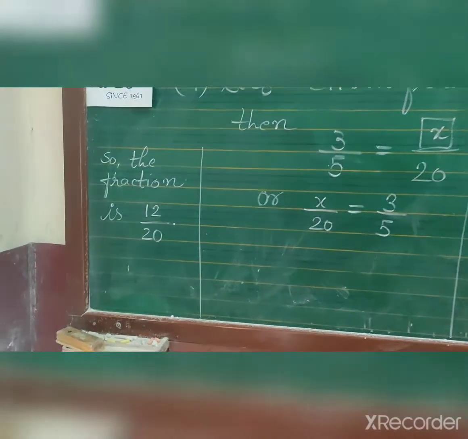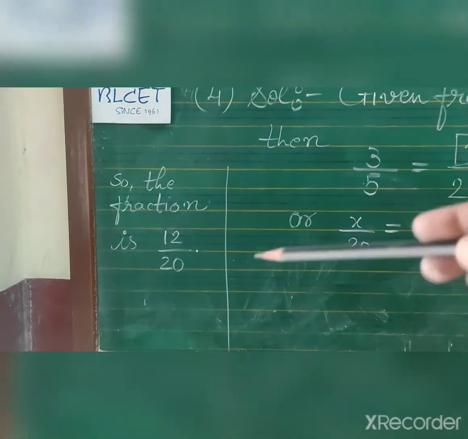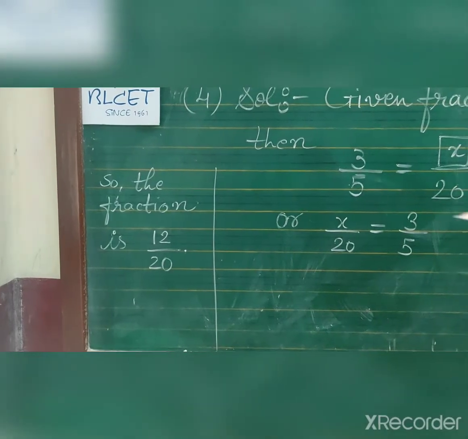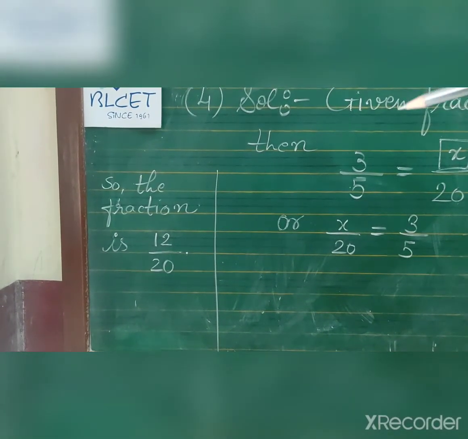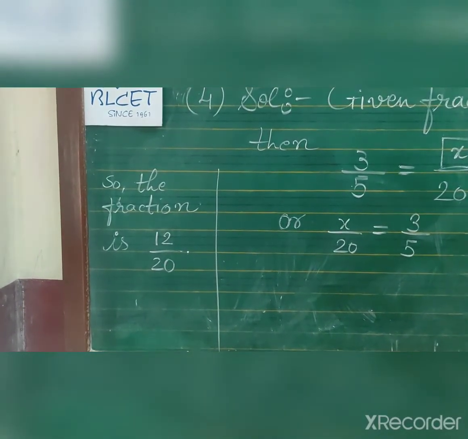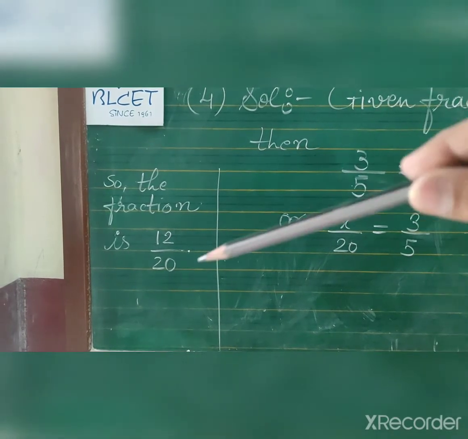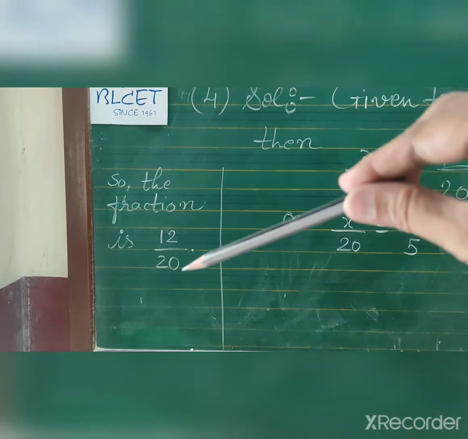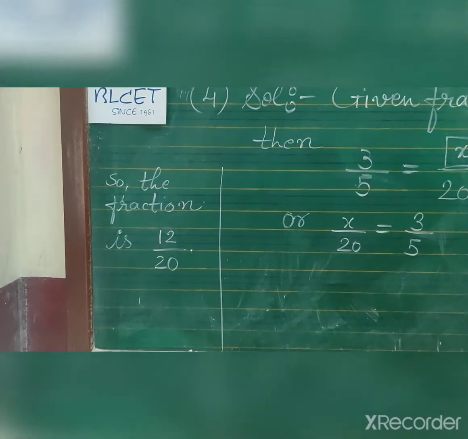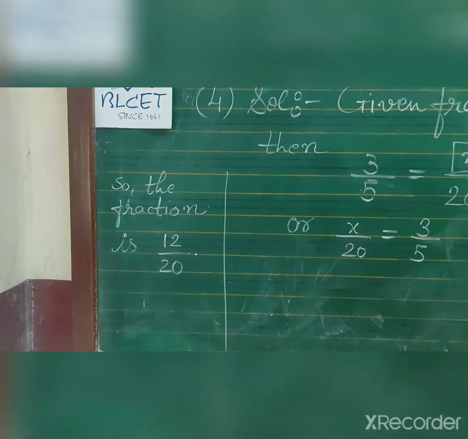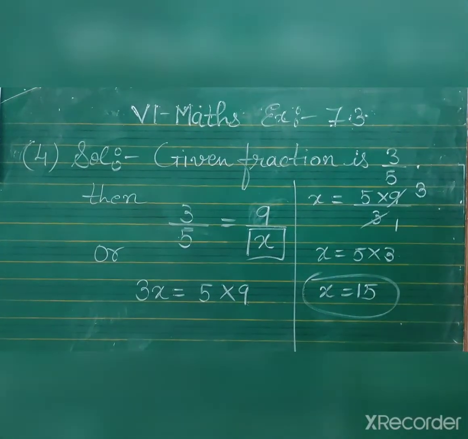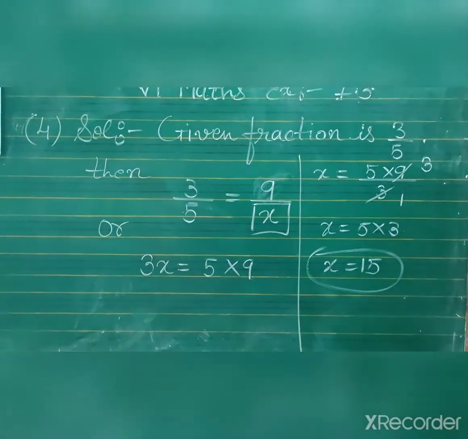Now the fraction: the numerator is 12 and the denominator we already know from the question, 20. So the equivalent fraction of 3 upon 5 whose denominator is 20 is 12 upon 20. See here, 4 3s are 12, 4 5s are 20, so again we are getting the same fraction. Clear?